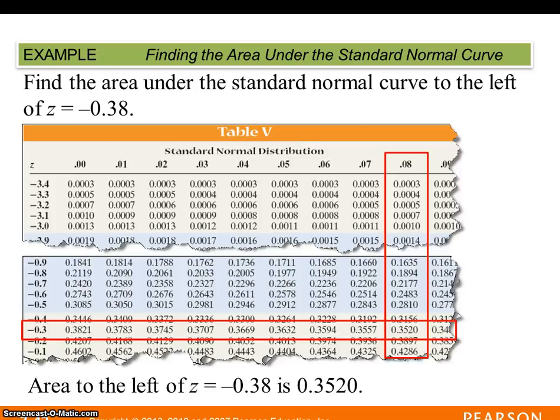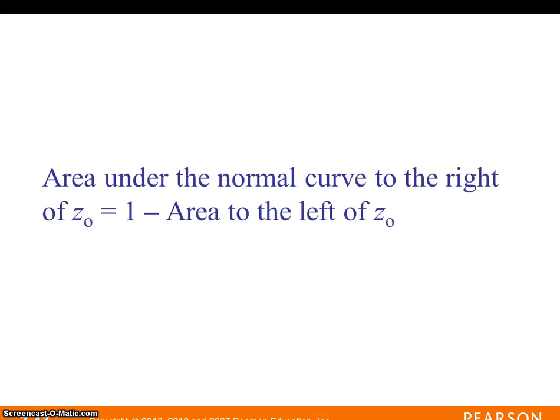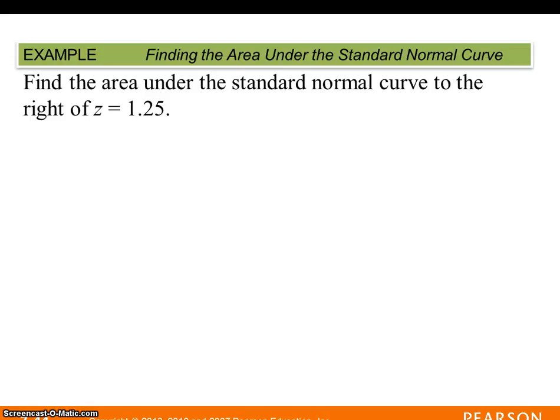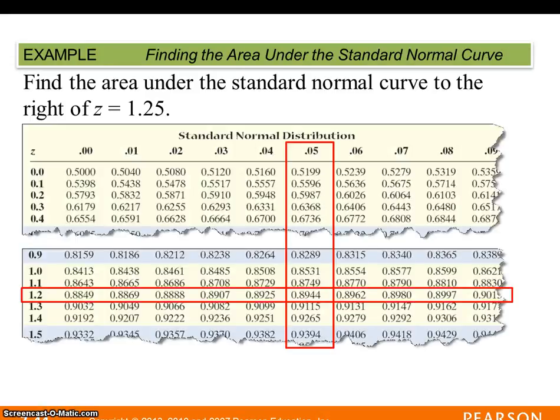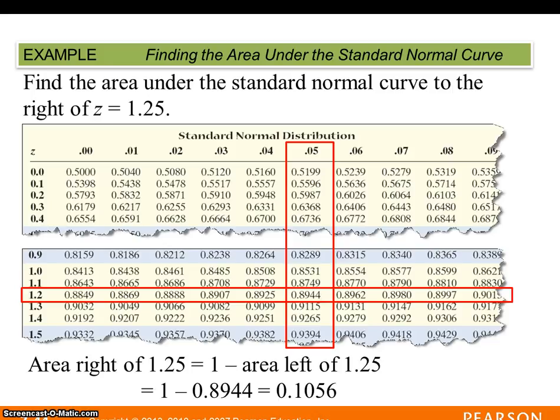Let's say that you wanted to find the area under the normal curve to the right of 1.25. So again, remember, if you're using the table in your book, this is the area to the left. So if you want to find the area to the right, you'll have to take 1 minus 0.894.